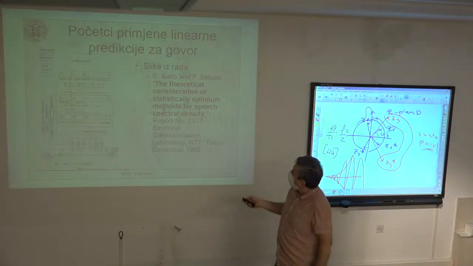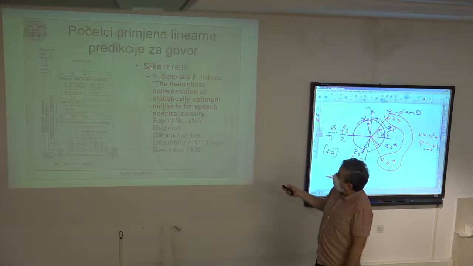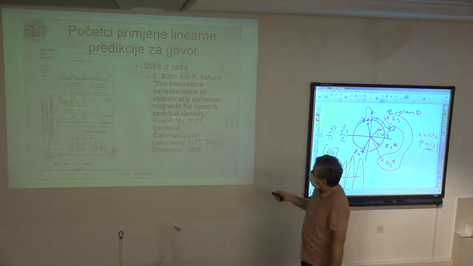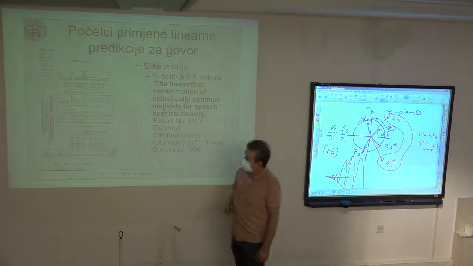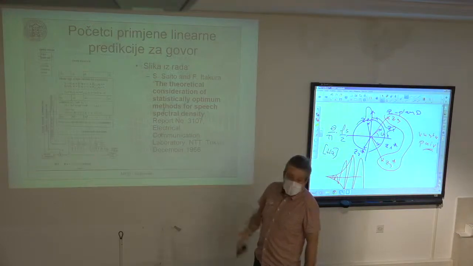And if I take the original image from their paper, the paper was a theoretical consideration of statistically optimal methods for speech spectral density. It was published in internal report number 3107, Electrical Communication Laboratory. It is some kind of internal publication of this laboratory. This is the original image from this paper.